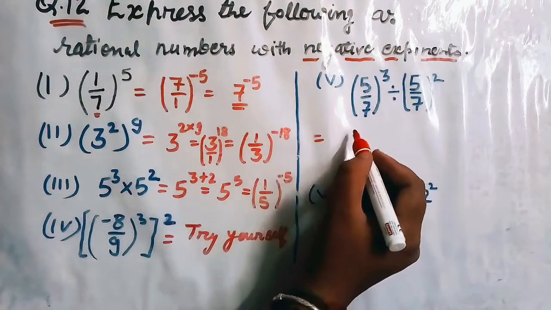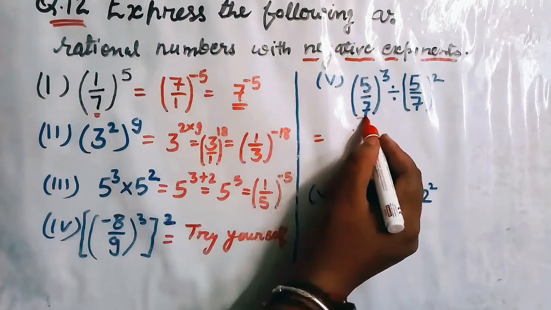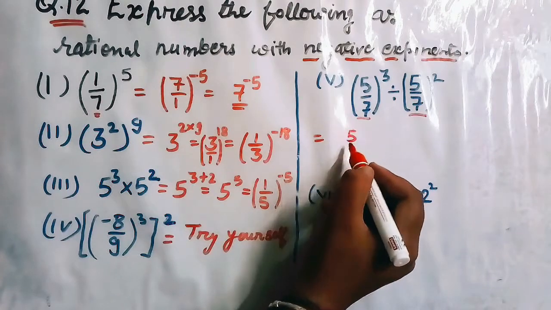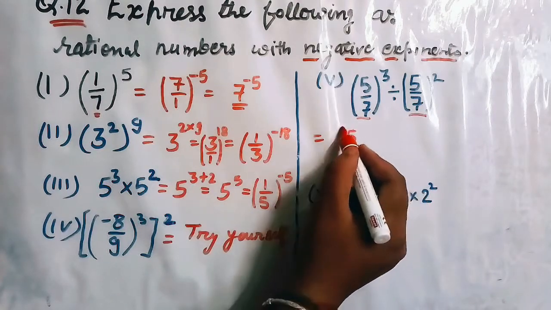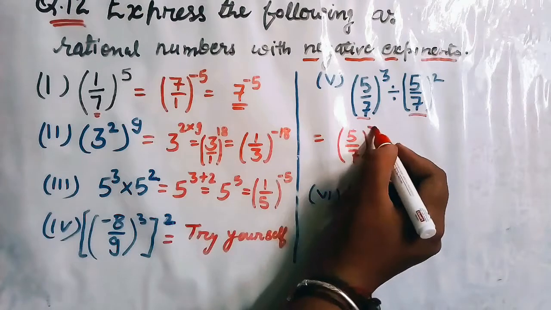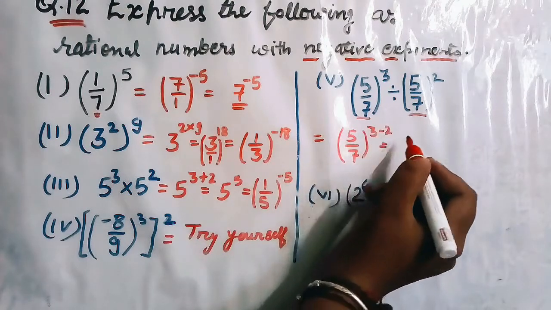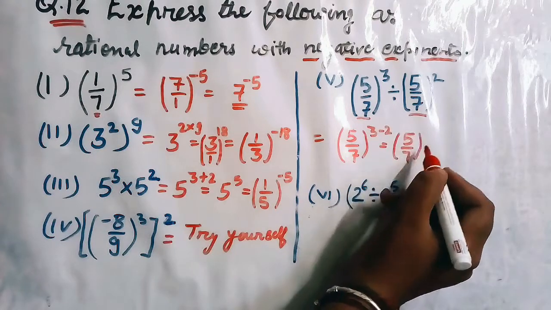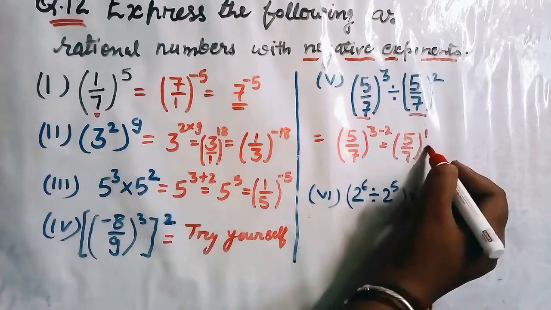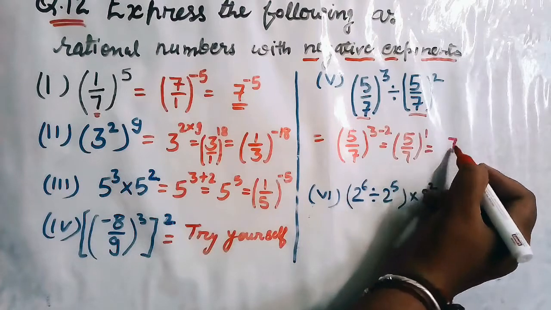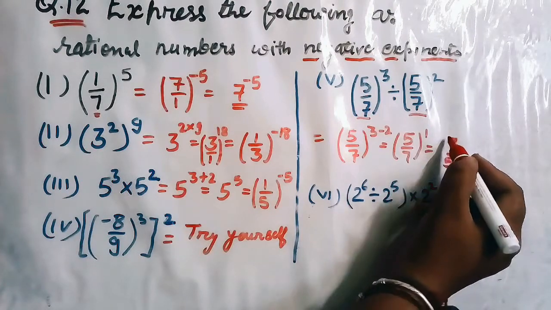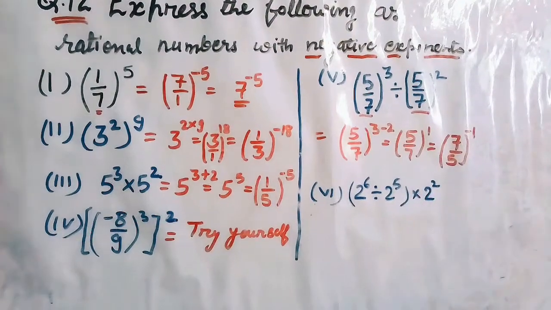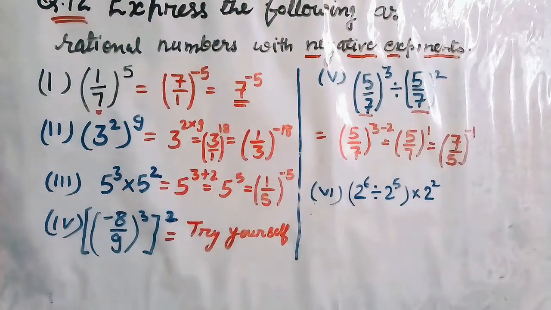In the next part, again bases are same, powers will be minus. So it will be (5/7) raised to power 3 minus 2, which is equal to (5/7) raised to power 3 minus 2 is 1. So the reciprocal will be 7 upon 5, because remember the power must be negative. So now the power will be minus 1.